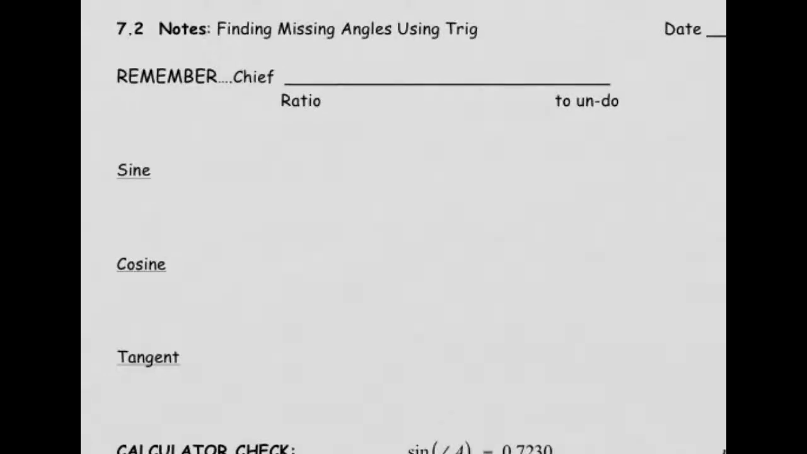Alright, welcome to 7.2 Notes: Finding Missing Angles using trig. You remember last time we did missing sides using trig, and this is going to be very similar to that.